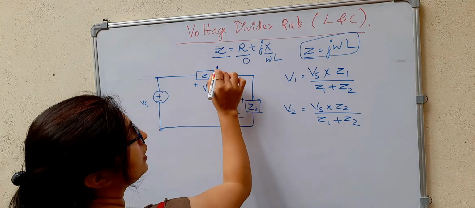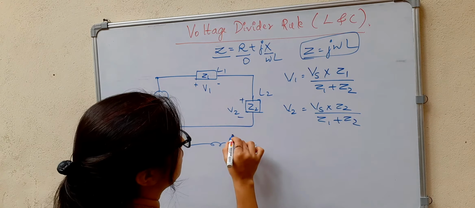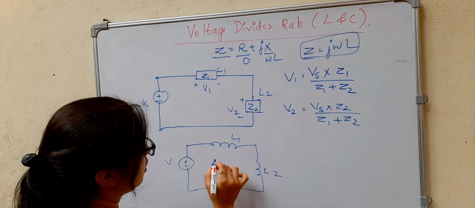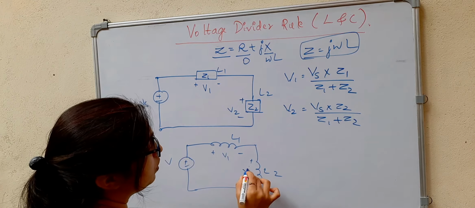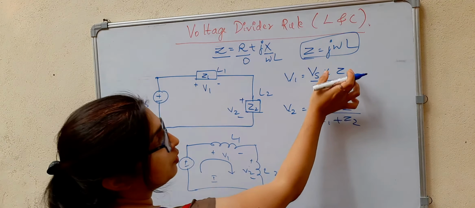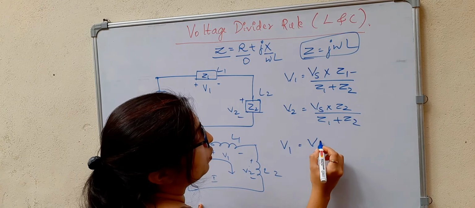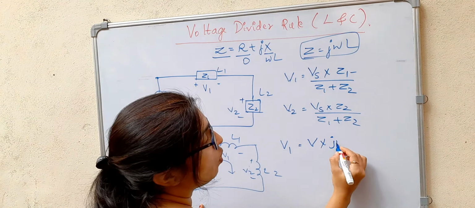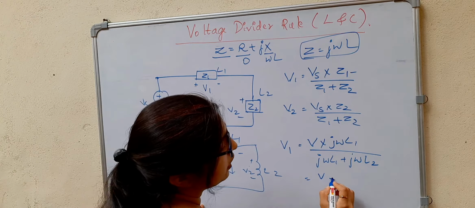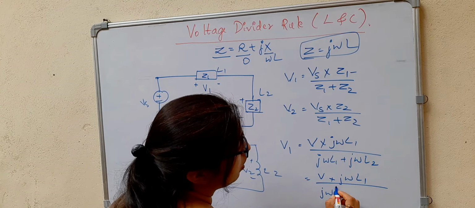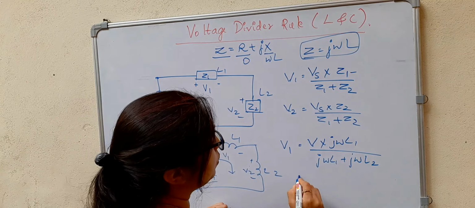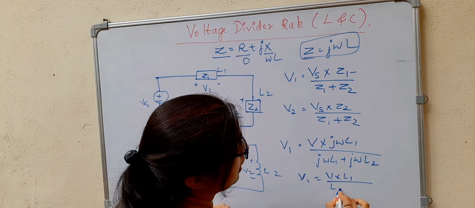So if I consider two inductors L1 and L2, okay, two inductors I will consider, that is in series, and if we consider this as voltage V, this is V1 and this is V2, okay, I will consider the current flow in this direction. So here we can say V1 is equal to V into, what is Z1? It is J omega L1 divided by J omega L1 plus J omega L2. So V into J omega L1, taking J omega common, we have L1 plus L2. So J omega cancels. So V1 is equal to V into L1 divided by L1 plus L2.